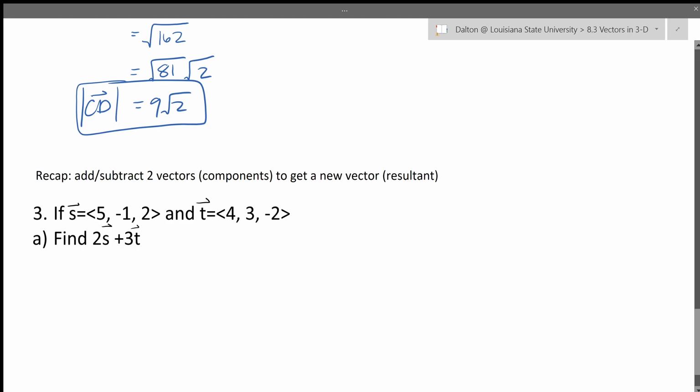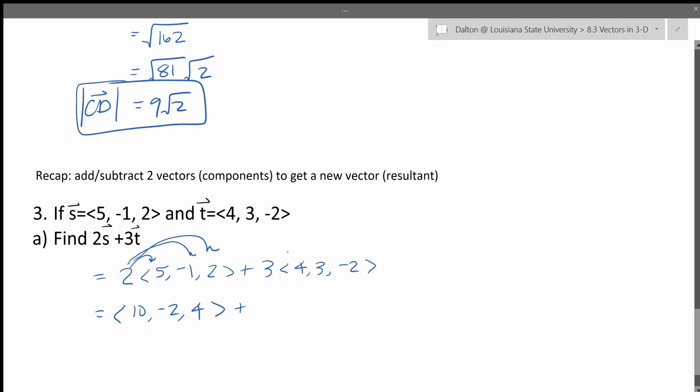Okay, so we could do this math pretty simply. These 2 and these 3 are just scalars, so we're just multiplying every component, or every number of your vector, by 2, and same thing for vector T. So this would be equal to 2 times vector S, which is 5, -1, 2, plus 3 times vector T, which is 4, 3, -2. So these scalars distribute to every number on the inside. So it's going to be 10, -2, 4, plus we're going to distribute this 3. So then it'll be the vector 12, 9, -6.